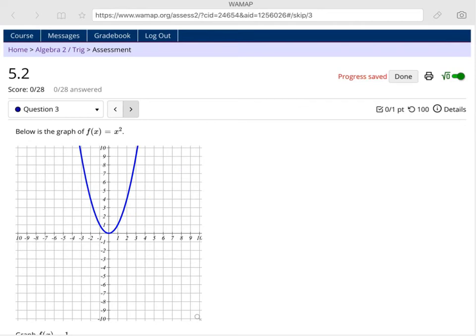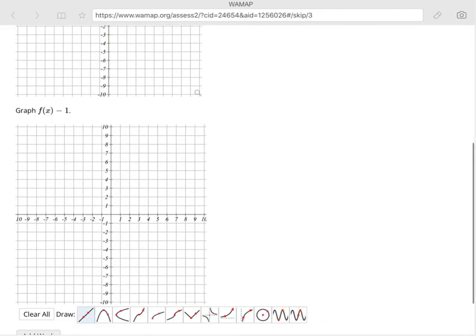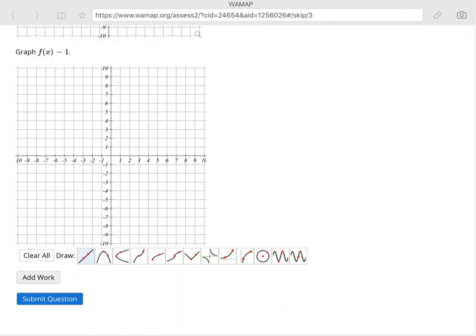Now on to question number 3 out of my assignment. In this case, I'm starting with f of x equaling x squared. And it's again showing the graph of what x squared looks like. And so then, in this case, it's asking me to graph f of x minus 1. Again, the minus 1 is hanging on the end. It's written after the f of x, not inside the parentheses, so that means it's going to be moving it up and down. Minus does indeed move it down.